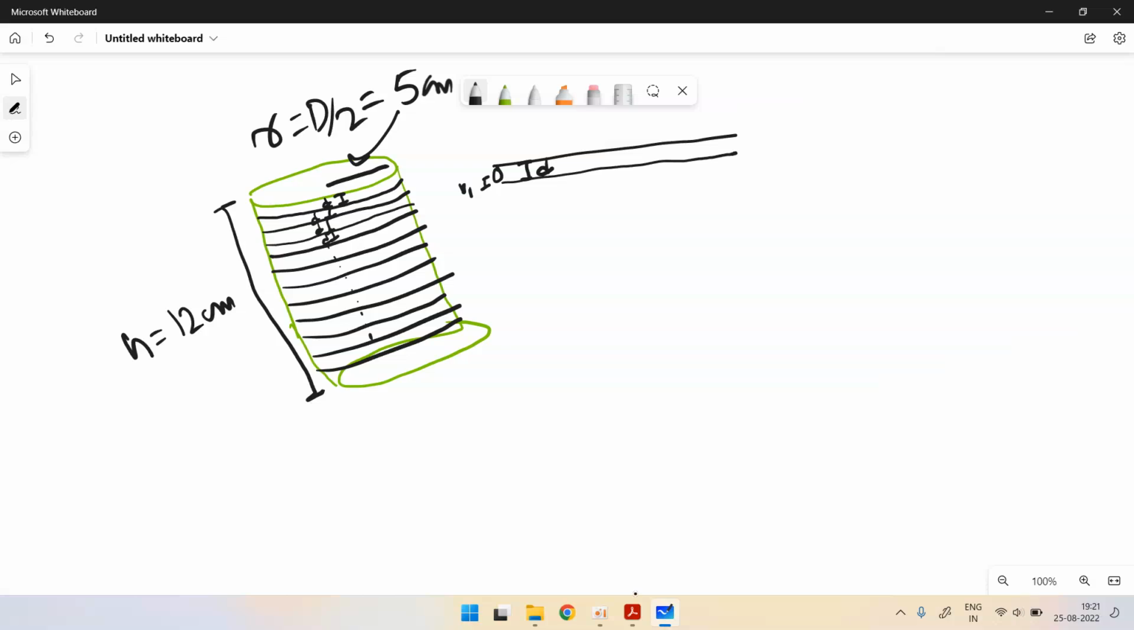So how much length, or the number of turns, has it taken to complete the cylinder? It will be given by the height h of the cylinder. Let us assume the number of turns is n, equals h, the height of the cylinder, upon the diameter of this wire. Height of the cylinder is given as 12 centimeters.